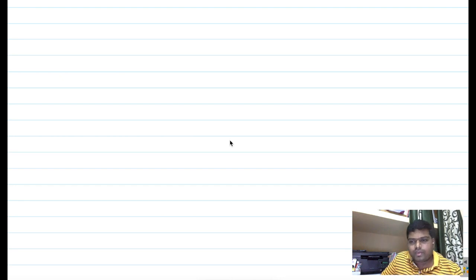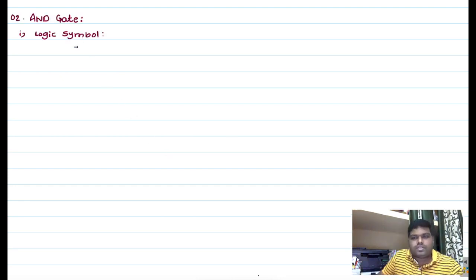So our next topic is AND gate. So first one is a logic symbol. AND gate is nothing but, already we discussed about AND operation theorem, okay, and a similar type of computation will be done here also. So first we will discuss about logic symbol, right?